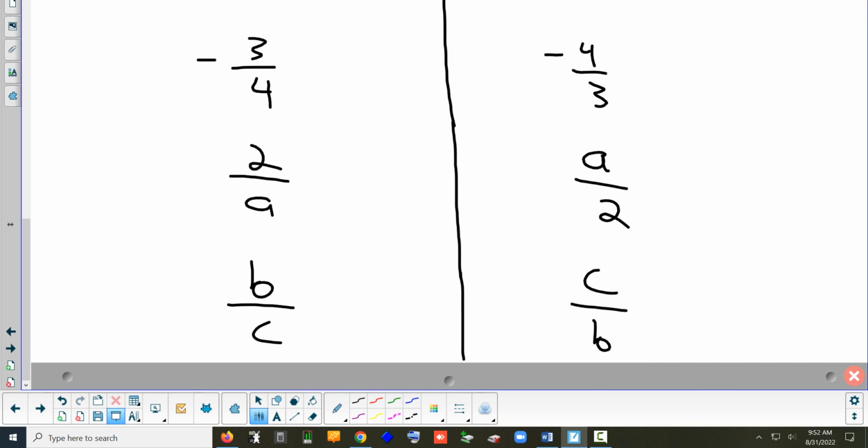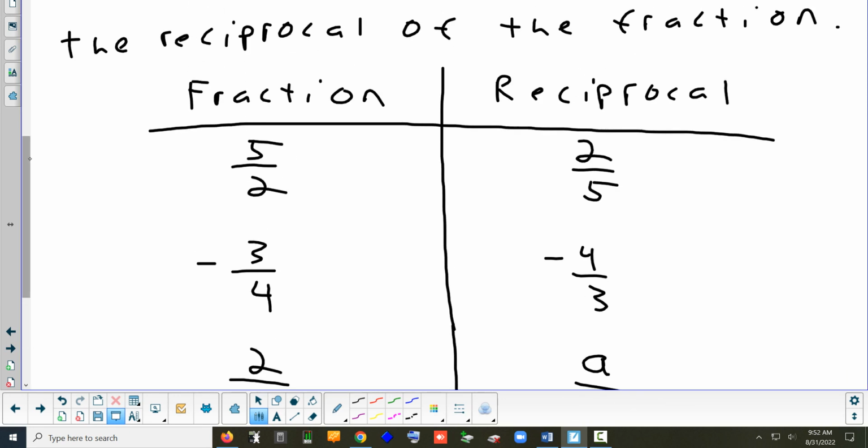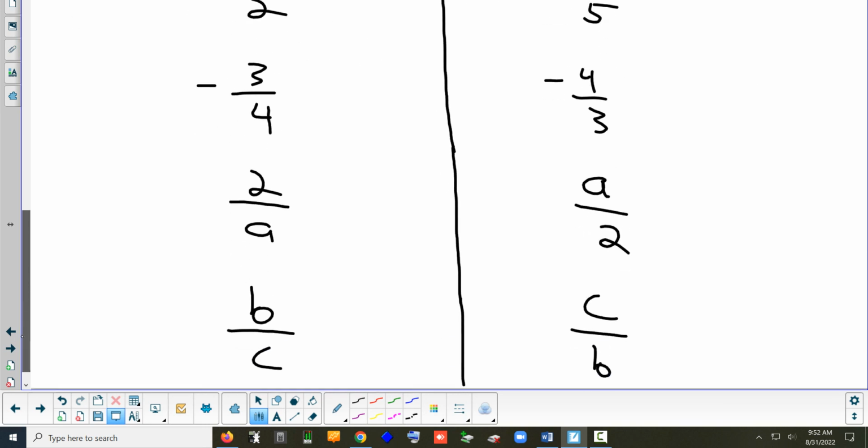If you take a number that was positive and you flip it, is it still positive? What do you think? Yeah. If you take a number that was negative and you flip it, it's still negative. So flipping something doesn't change positive and negative. It stays the same. Flipping something takes the numbers and flips them. Any question on that?